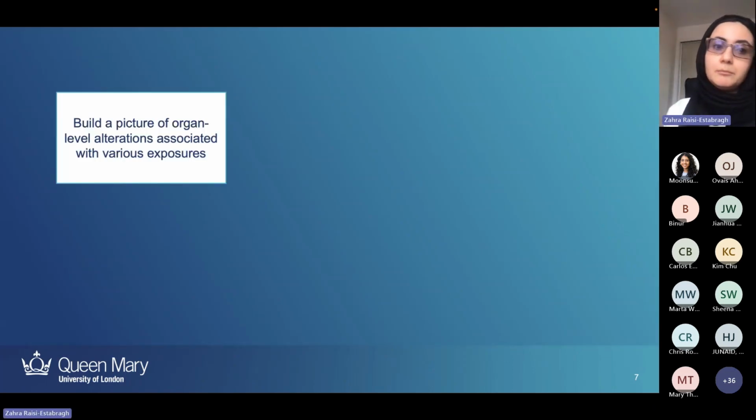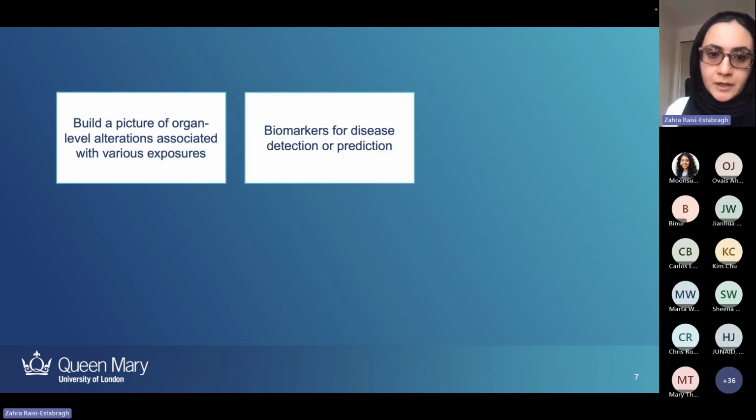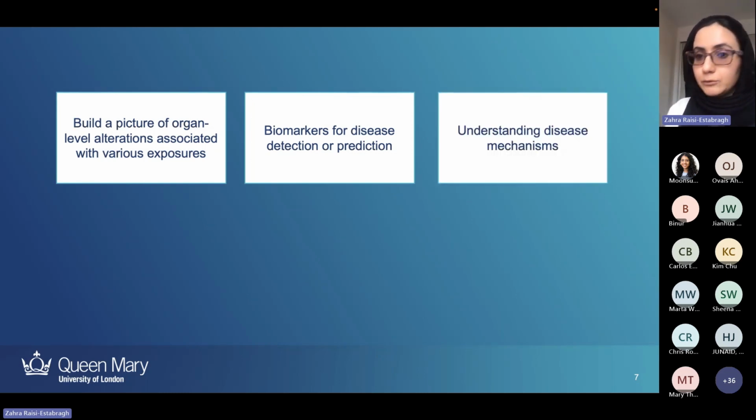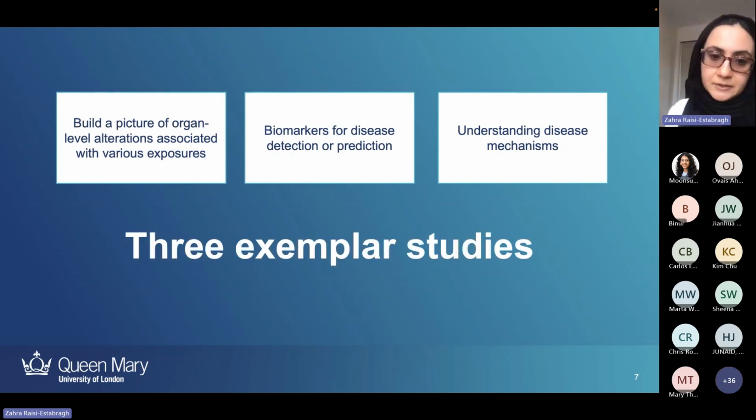This imaging data can be really helpful in allowing us to build a picture of organ level alterations associated with various health exposures. We can also use the imaging information as biomarkers for disease detection or prediction, and we can also use this information to better understand underlying disease mechanisms. And what I'd like to do in the rest of the talk is to share with you 3 exemplar studies that illustrate each of these 3 points.